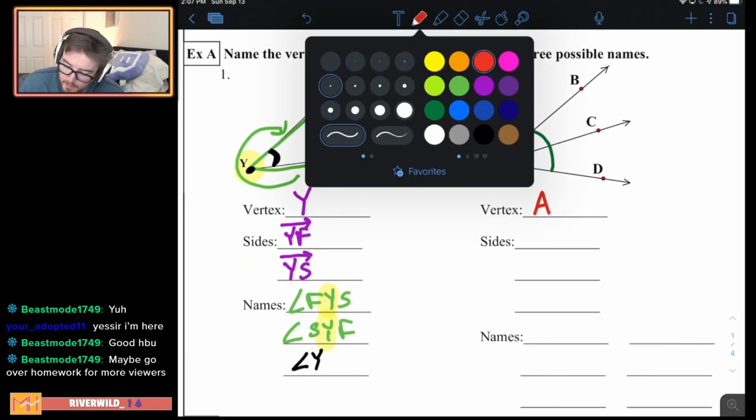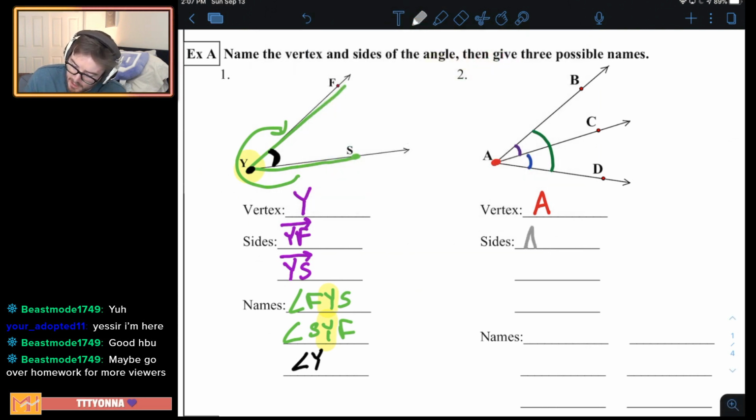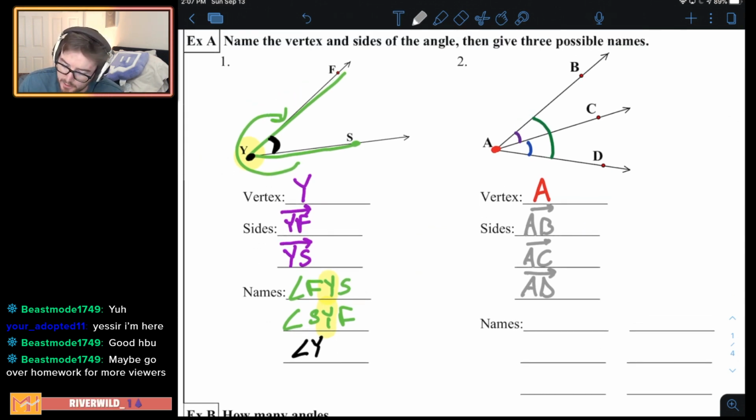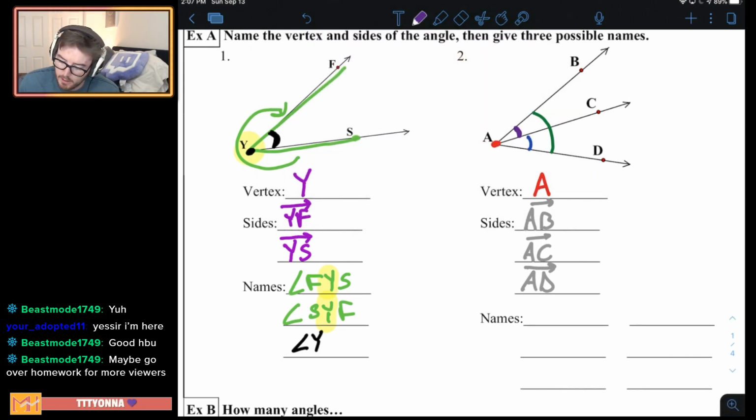I'll name the sides real quick. Let's go ahead and do that. The sides are pretty obvious: AB, AC, and AD. Okay. Now, if I were to name that, I'm going to refer to it as the purple angle, right? If I were to name that purple angle, again, you go around the angle, whether in a clockwise or counterclockwise motion. I could name it angle BAC or angle CAB.